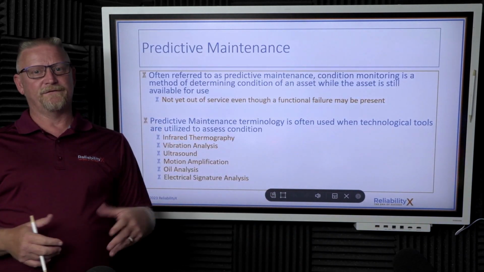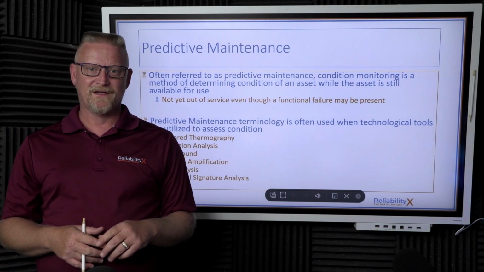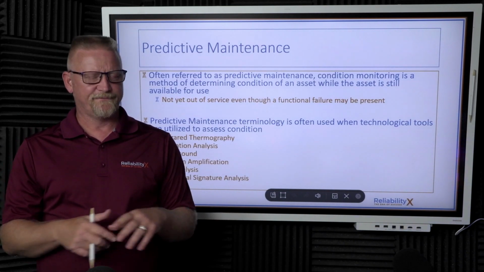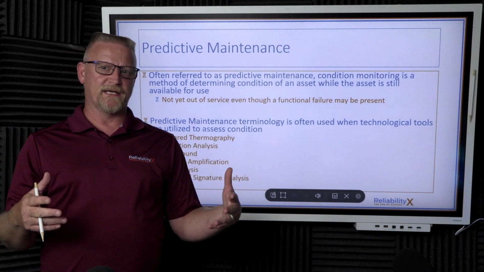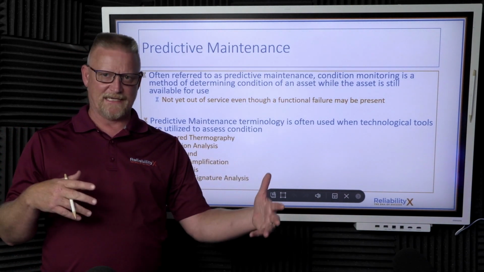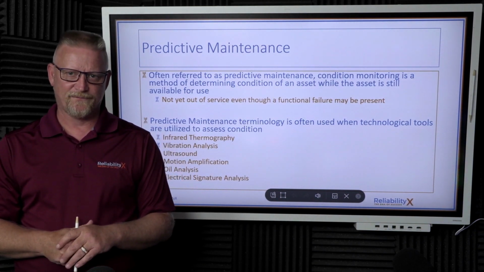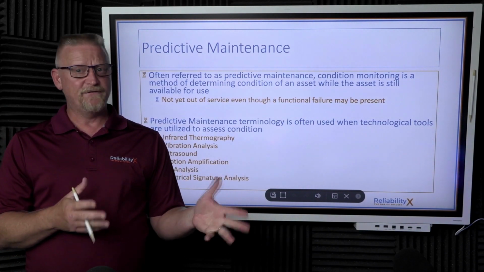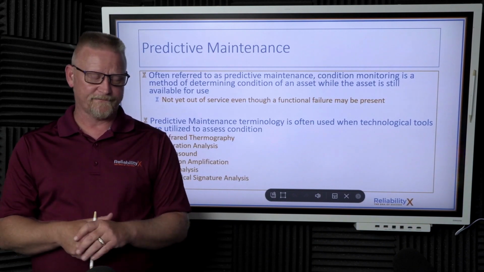Well, oddly enough, predictive maintenance often refers to condition monitoring, but with some technology. We're not exactly predictive maintenance per se when we talk about assessing failure modes. We're actually assessing condition of an asset that is not yet out of service, even though it may have a functional failure internally, it's still operating.